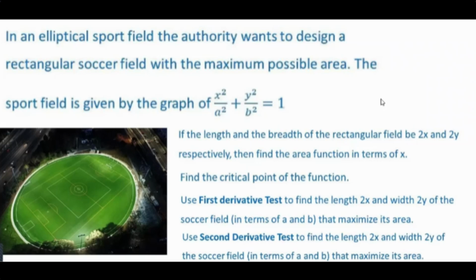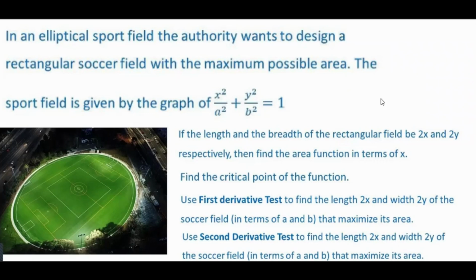This question was asked in one of the sample papers. This is an AoD case study question based on maximize and minimize, which is an optimization problem. In an elliptical sport field, the authority wants to design a rectangular soccer field with maximum possible area.